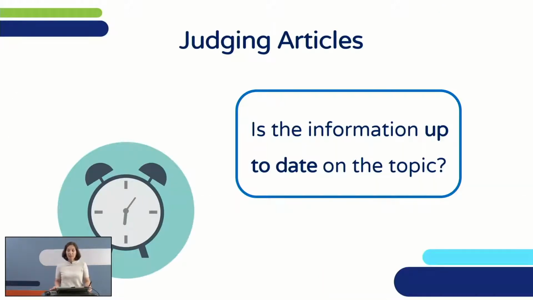First of all, is the information up to date on the topic? So on the topic of plastic garbage, there's a lot going on with this topic. I don't want to use anything that's before 2019. I want it to be very up to date. I want it to be recent, written only in the last year or maybe year and a half. So I'm only going to look at articles written in 2019 and 2020.